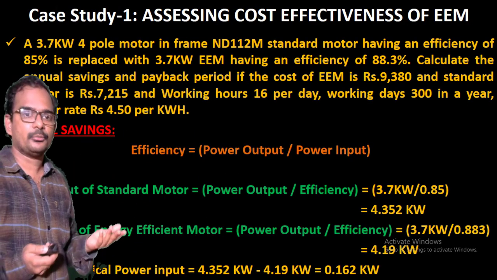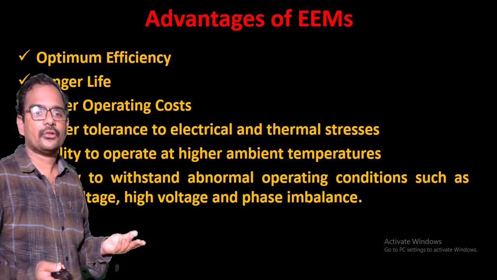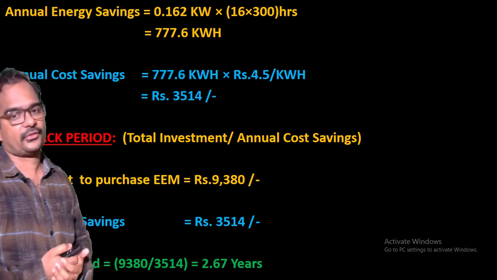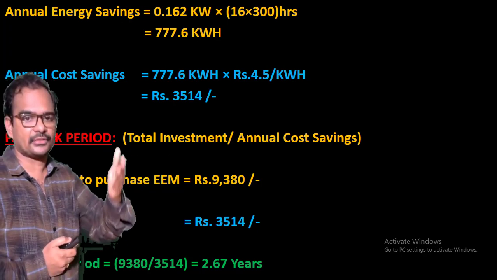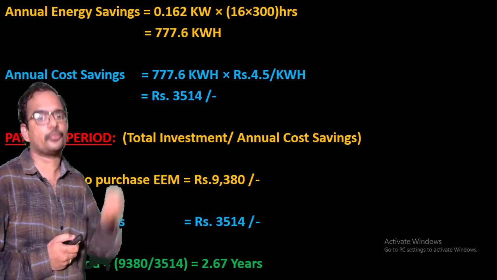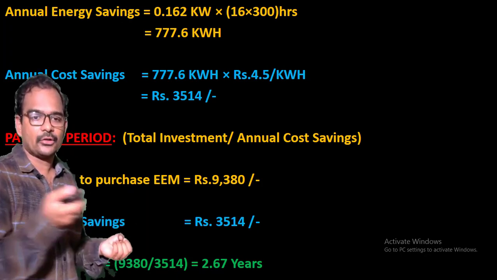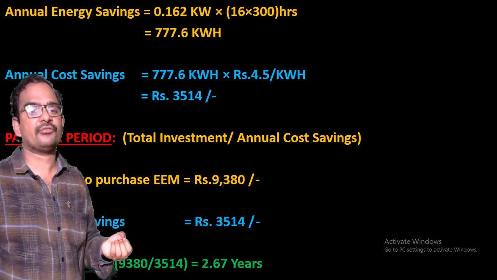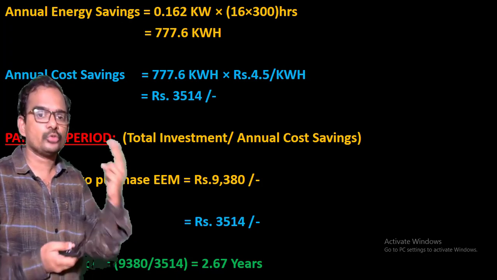The profit you are getting is 7,215 rupees. The cost of that motor is 7,215, whereas the cost of the energy efficient motor is 9,380 rupees. So 9,380 minus 7,000, you are getting approximately 2,000 rupees at the beginning. But after that, this annual cost savings will never be there. So 35,000 you are losing in its overall lifetime because you are greedy for 2,000 at the beginning.